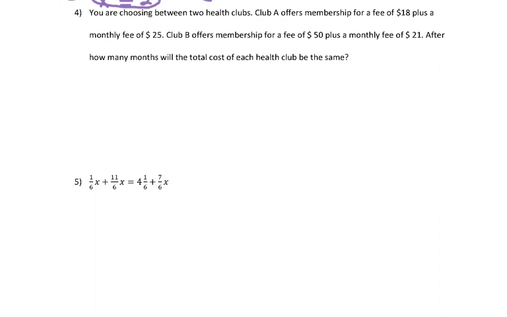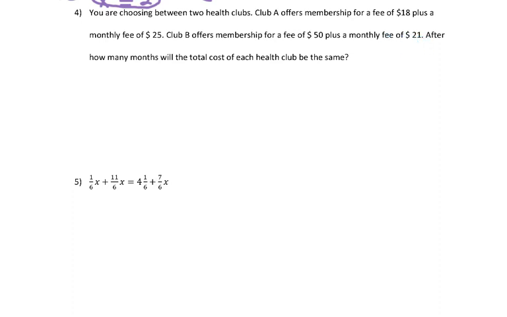So you need to understand, in the real world, at most health clubs or gyms, you pay just to join, and then you pay a monthly fee. So the $18 here is just to join, and then you have to pay $25 every month. So the way I said that, every is one of our special words to look for. So every month we pay $25. At Club B, you have to pay $50 just to join, and then you pay $21 every month.